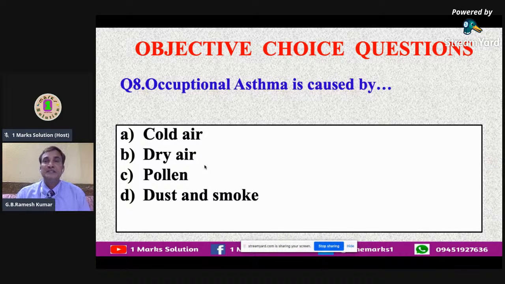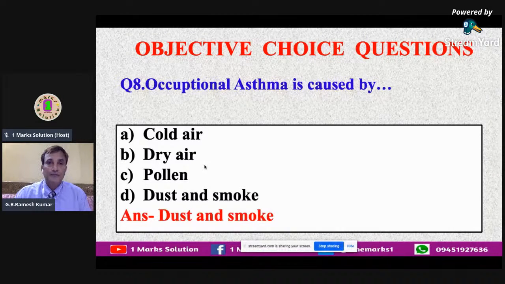Now, occupation means the workplace, where you regularly spend your time for your work or job purpose. That's what is called occupational health. So with occupational asthma, people get asthma caused by dust and smoke. The answer is dust and smoke.